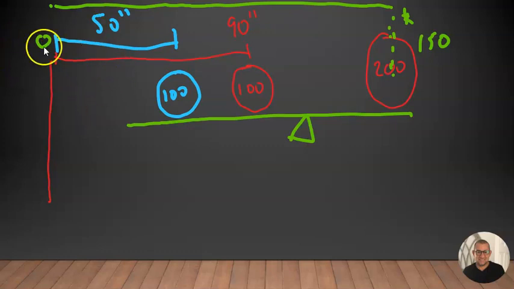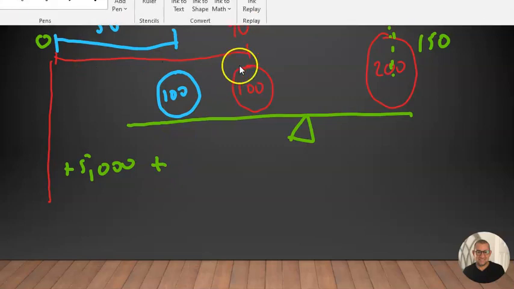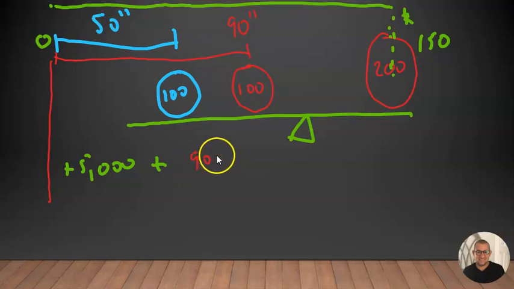So if I were to start doing the math, the first object, the blue ball, is 100 times 50. So what do we have as our moment? Remember, weight times the arm is the moment. We get positive 5,000 pound inches. I'm going to add that to the red ball, which was position 90 times 100. And that gives me positive 9,000.